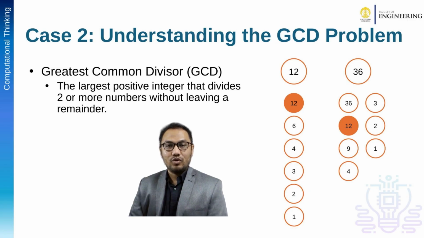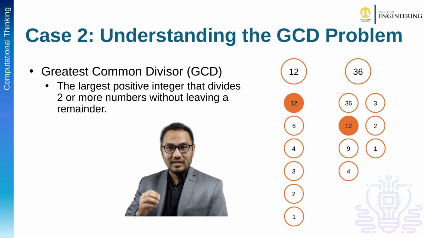The divisors of 12 are 1, 2, 3, 4, 6, and 12. The divisors of 36 are 1, 2, 3, 4, 6, 9, 12, 18, and 36. If we compare these two lists, the common divisors are 1, 2, 3, 4, 6, and 12. Among these, the largest is 12, so we say that GCD of 12 and 36 is 12.